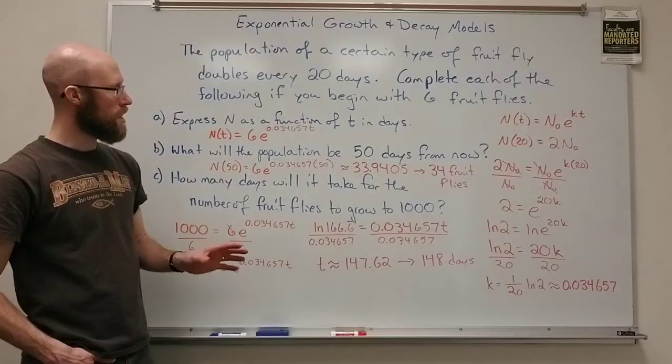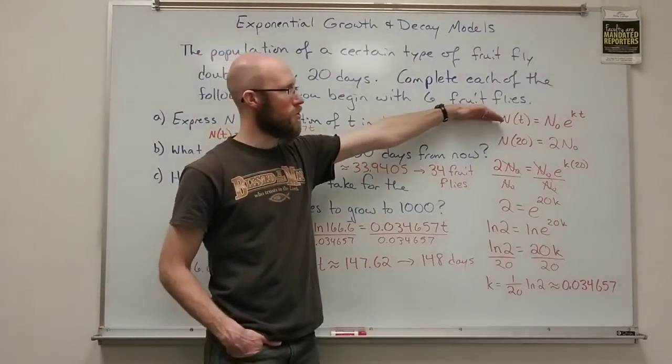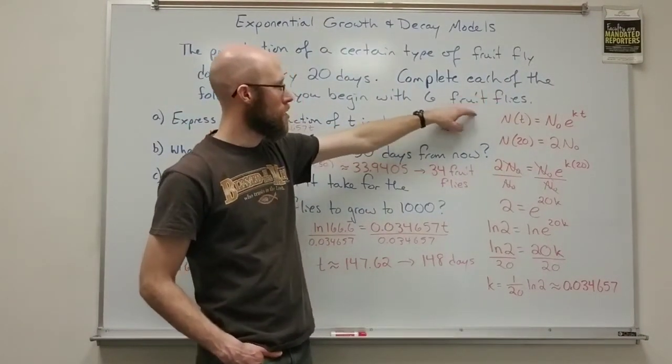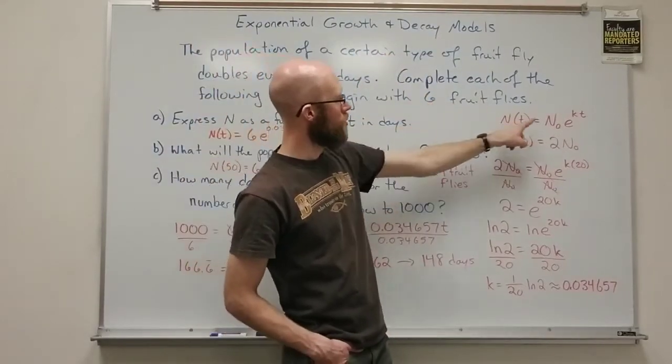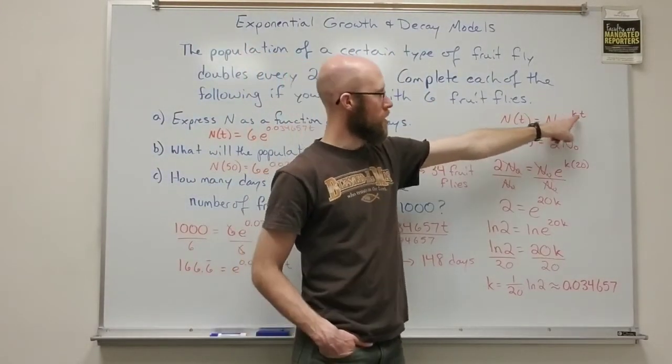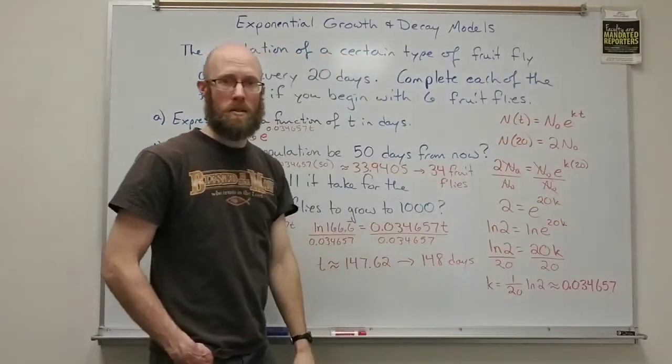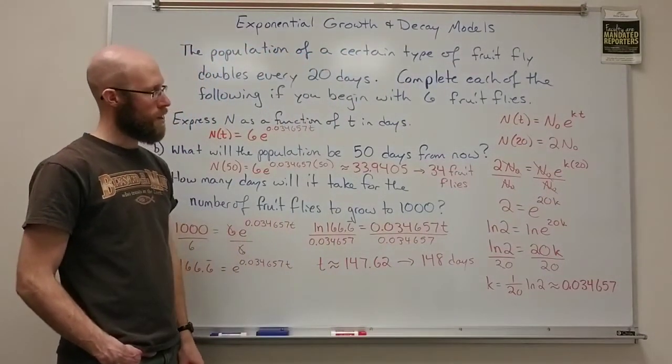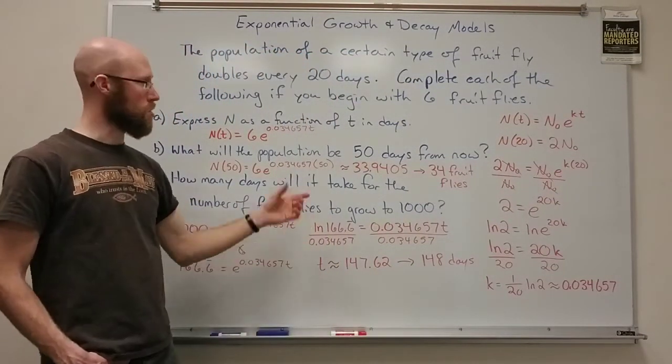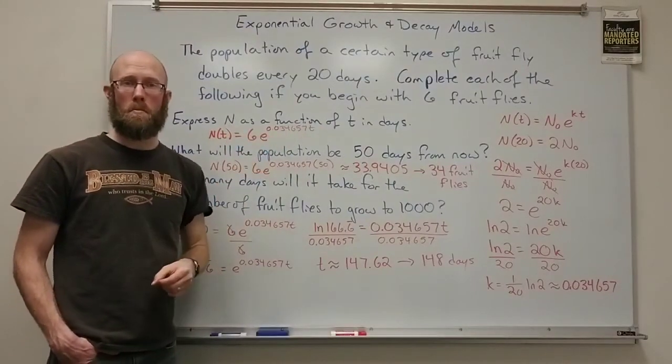So again, the main idea here is that you use this growth formula. You're going to use the given information to figure out what your N sub 0 is and what your k is, which is the rate. And then from there, you can answer the questions once you've established this model.